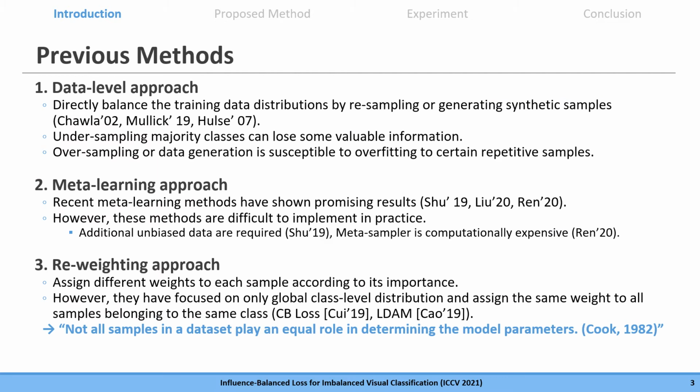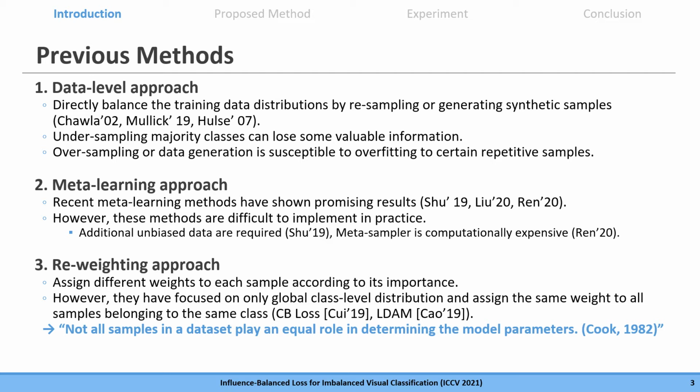Previous methods can be divided into three approaches. Data level approach directly balances the training data distributions by resampling or generating synthetic samples. However, undersampling can lose some valuable information, and oversampling can make the model overfit to repetitive samples. Recently, meta-learning methods have shown promising results, but these methods are difficult to implement in practice. Lastly, reweighting approach assigns different weights to each sample according to its importance.